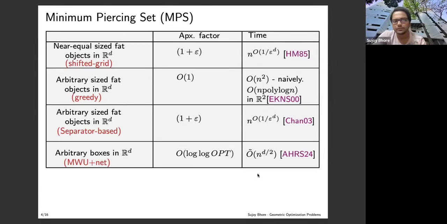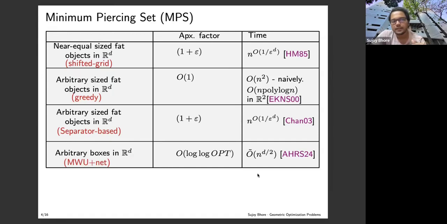Roughly, the idea is to use the shifted grid mechanism. So greedy already gives a constant factor for fat objects in d dimensions. If one does a naive implementation, this is roughly quadratic, but with a little bit smarter implementation, this can be like n polylog n. So this is fast, but then the approximation factor is somewhat large.